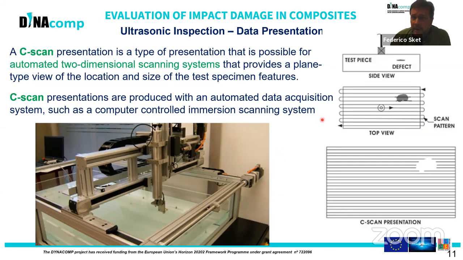When a probe is scanning the sample and following this scanning pattern, for example, and a defect is found, the probe moves back and forth in the plane as well. If you see it from the top, it follows this scanning pattern. When you get an ultrasonic echo from a defect, this will be shown in the C-scan data, which looks like a top view of the defect you have in your material.